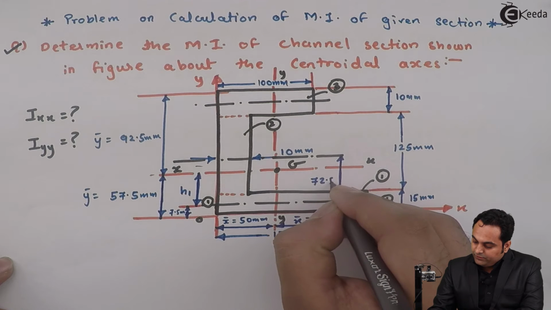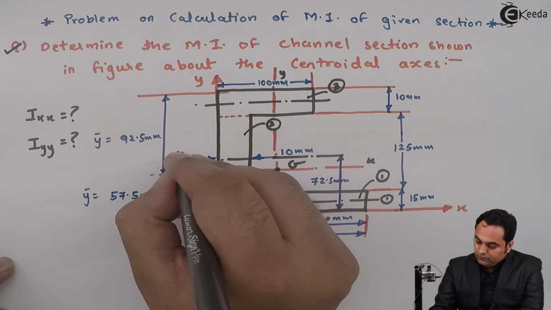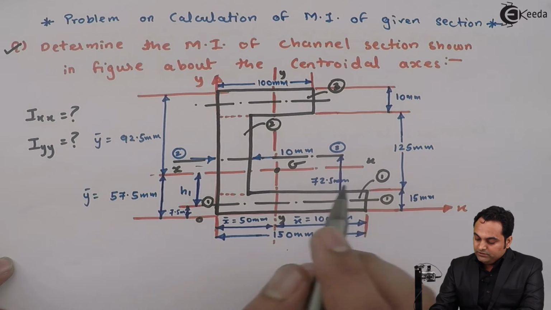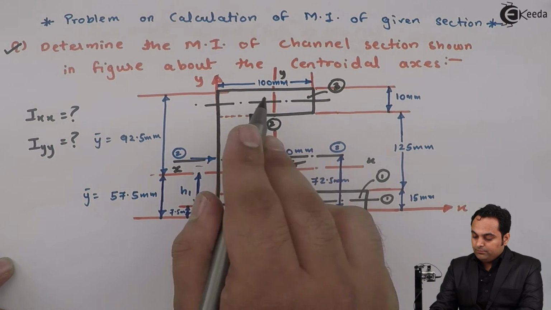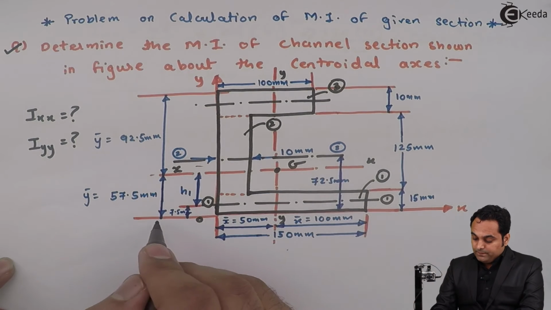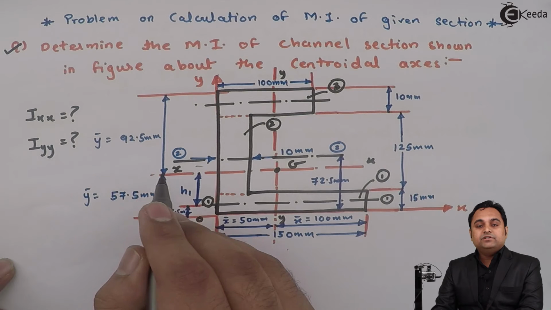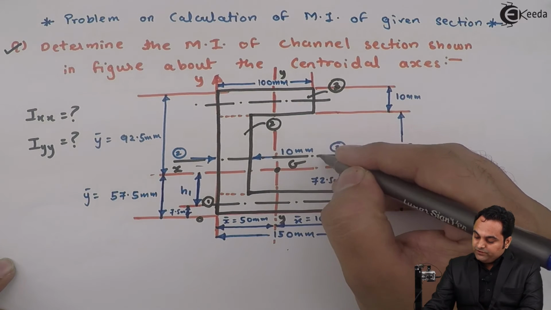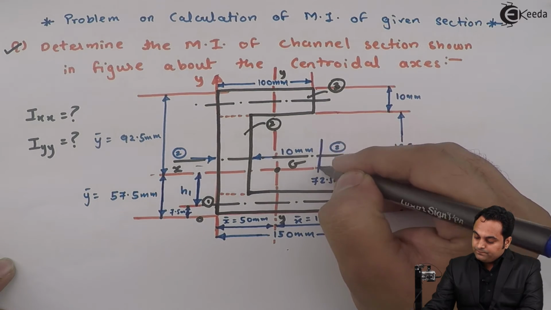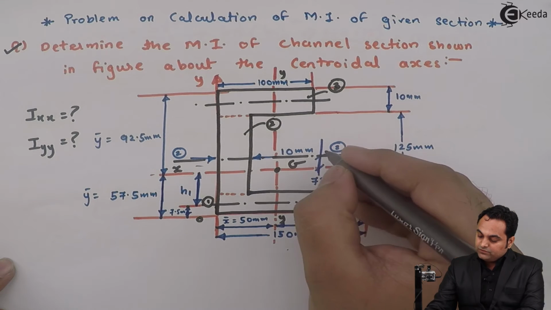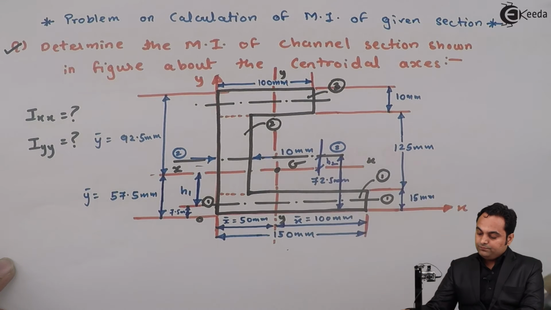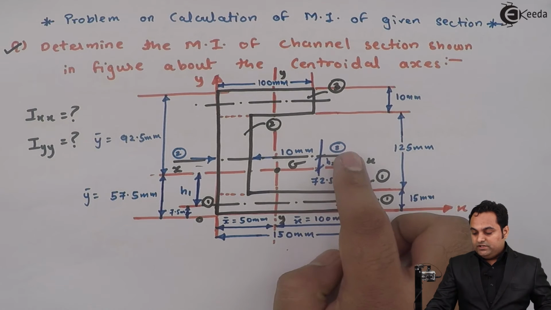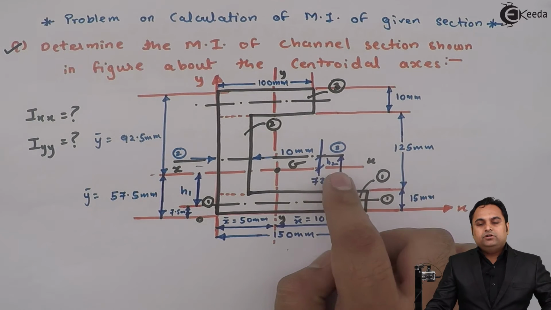This is 72.5 mm from bottom, that is for rectangle number 2. But the x-axis for the complete C section is passing through 57.5 mm distance from bottom. It means there is a distance between the two axes, and this distance would be called H2. That is why we are using the parallel axis theorem, because there will be some distance between the two axes.